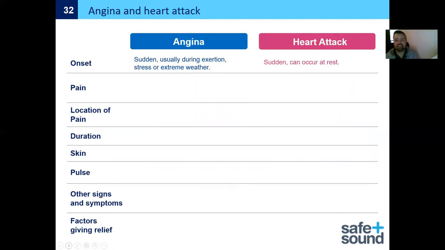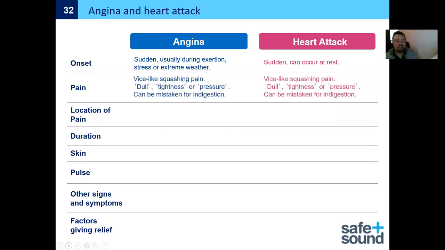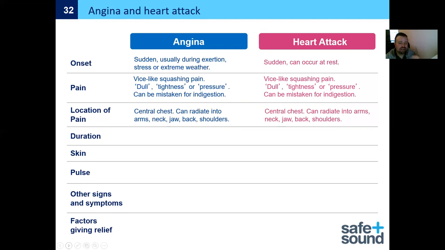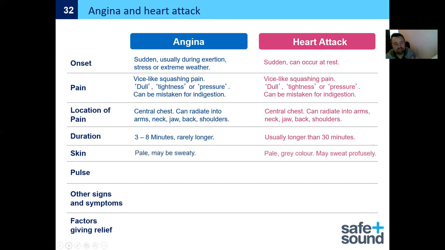So the difference between angina and heart attack: the onset for angina is sudden, usually during exertion, stress, or extreme weather. A heart attack can happen during rest. The pain for angina can feel like squashing, dull, tightness, pressure, and could be mistaken for indigestion. Same for heart attacks, so very similar. The location of the pain is the center, arm, neck, jaw, back and shoulder, the same. Duration for angina is between 3 and 8 minutes, rarely longer. A heart attack is longer than 30 minutes.